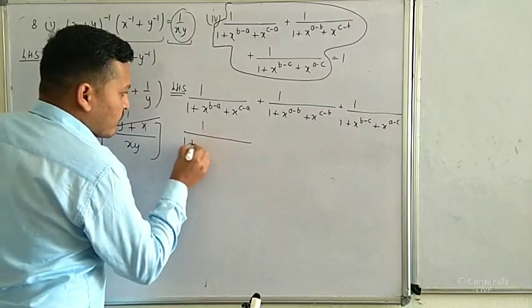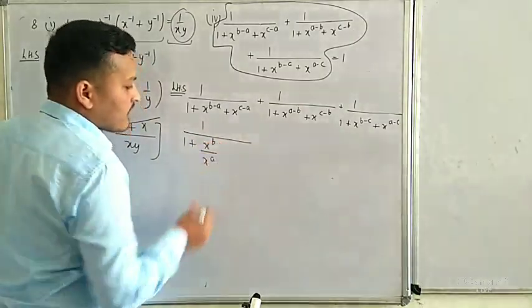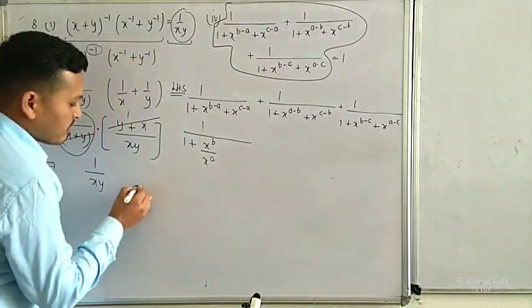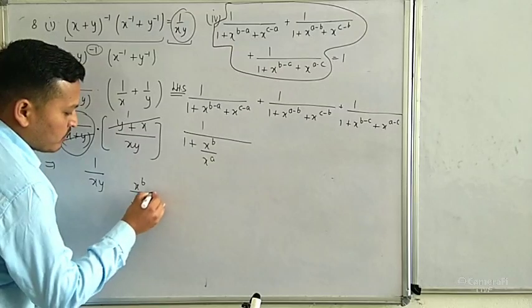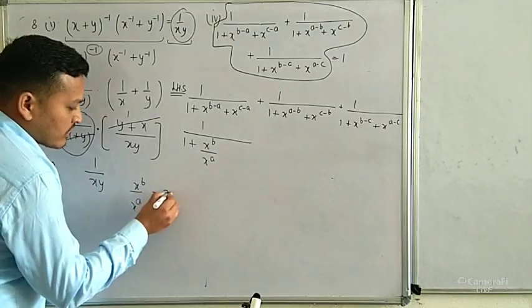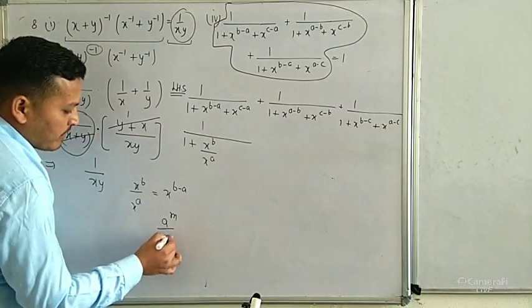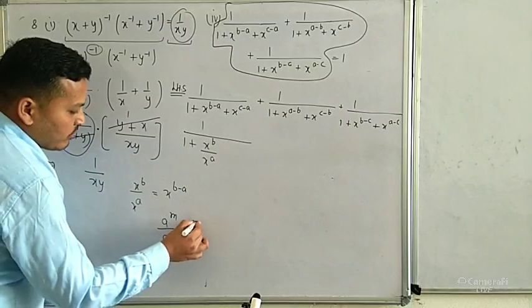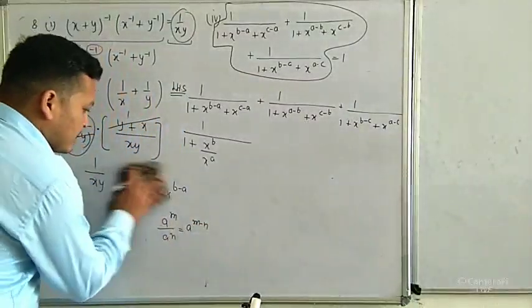For this one we can write 1 upon, this is x to the power b upon x to the power a. We can write this one because x to the power b upon x to the power a is equal to the law of exponents in the form of the division method. So x to the power b minus a, because the formula is a to the power m upon a to the power n is equal to a to the power m minus n. Hope you all have memorized this formula.